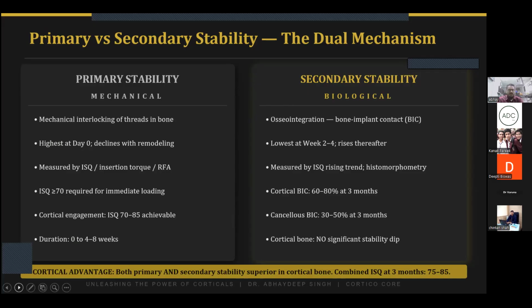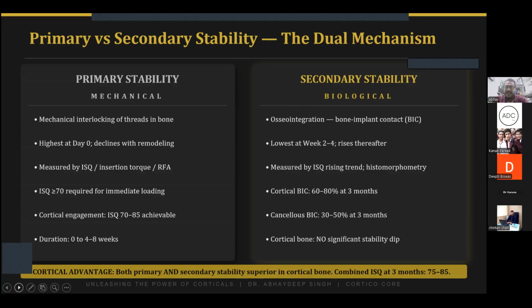You engage your corticals for mechanical interlocking of the threads of implant for primary stability. It is highest at the day 0. When you place the implant on the day 1, it is highest. And while the remodeling occurs, I've told you bone resorption and bone formation are simultaneous processes that leads the way to primary mineralization. Hence, while in the period of remodeling, while in the period of resorption, the primary stability declines with time, and ultimately it increases when there is mineralization, when there is bone formation happening.